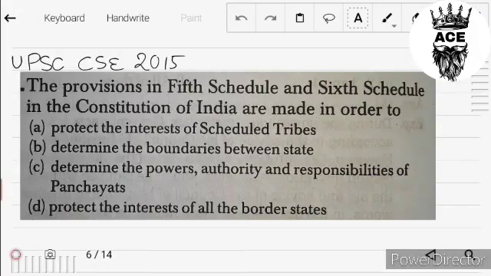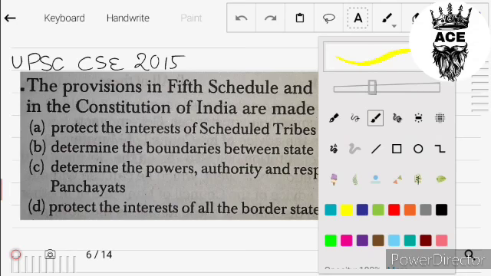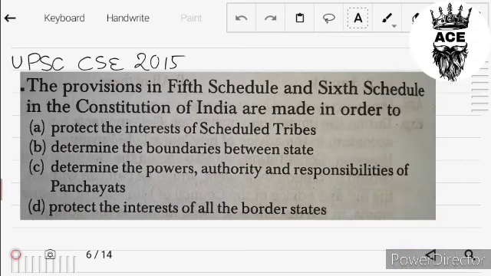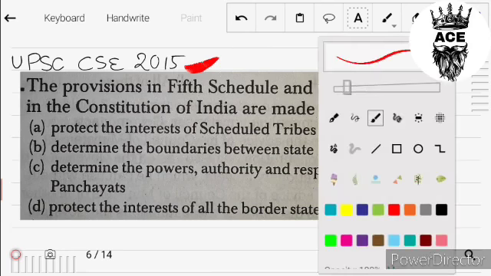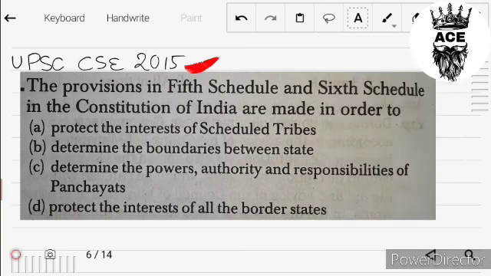The first question will be on your screen. There are many questions, but I have taken just 10 to 12, because I have not considered the State PCS questions, as they repeat randomly. You can check that I have taken these questions from the exams only. I have not made them myself. This question was asked in the UPSC Civil Services Examination 2015 Prelims.